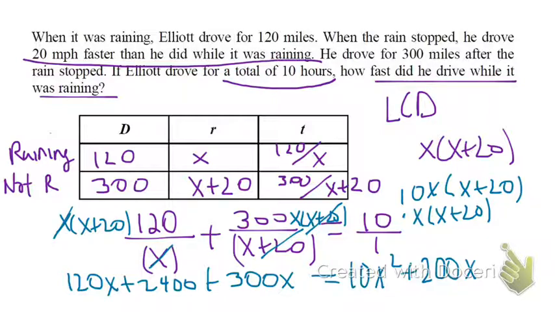Your x squared is positive, right? So are we going to move the 10x squared? No, we are going to move all of this over. Combine your like terms. What's the 120 and the 300x? So you have 420x plus 2400. You're going to move both of those to the other side. So do that, and let's see what we end up with.